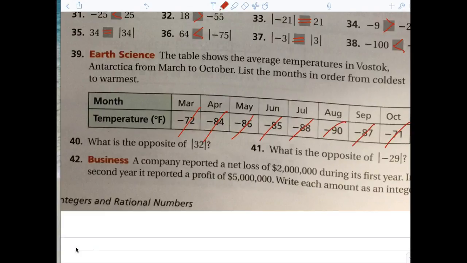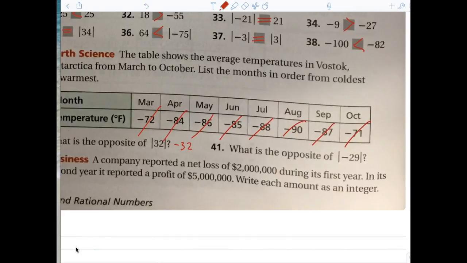Okay, Aiden. Ooh, they're trying to trick you. What's the opposite of the absolute value of 32? Very good. The absolute value of 32 is 32, so the opposite of that would be -32. All right, very good.